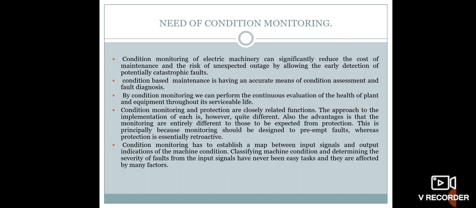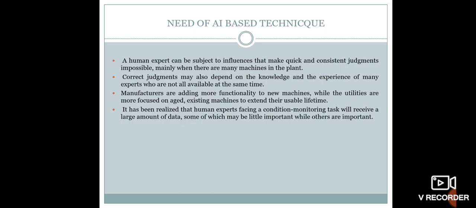Now coming to the next slide, need of artificial intelligence based technique. A human expert can be subject to influences that make quick and consistent judgments impossible, mainly when there are many machines in the plant. The second point is correct judgments may also depend on knowledge and experience of many experts who are not all available at the same time.